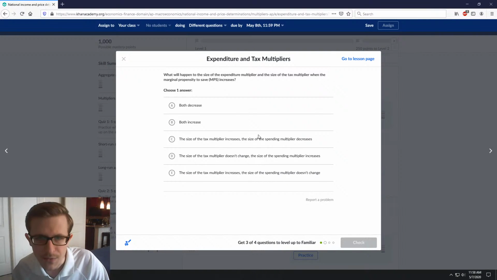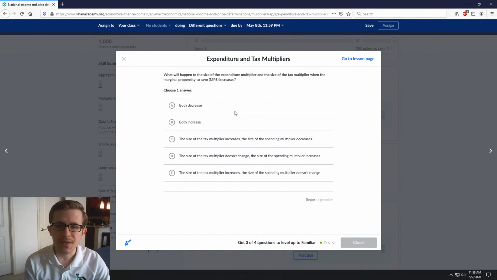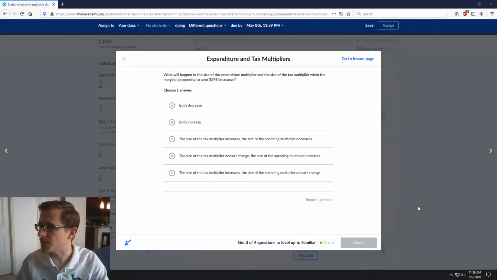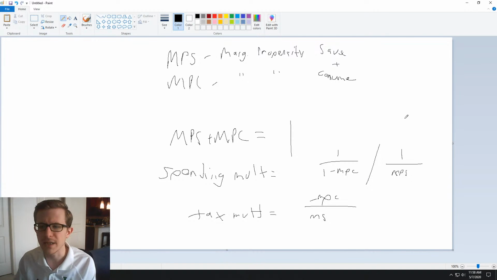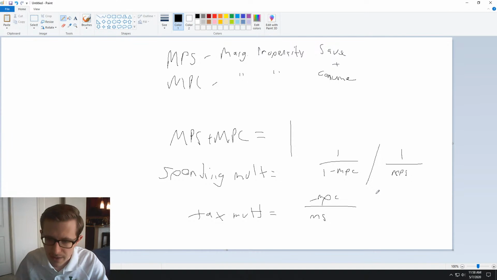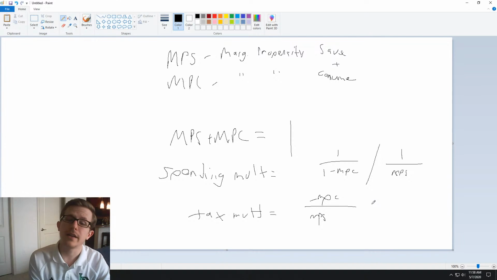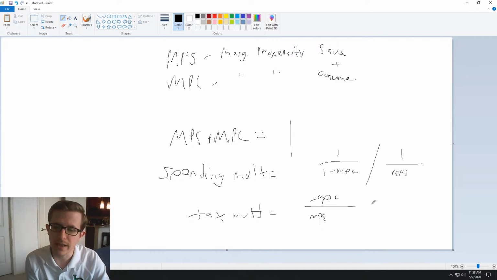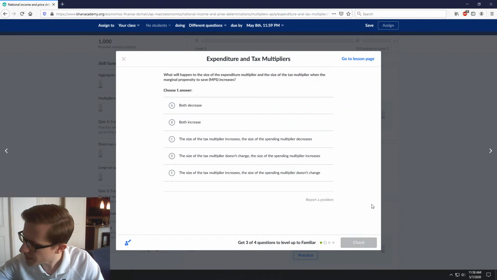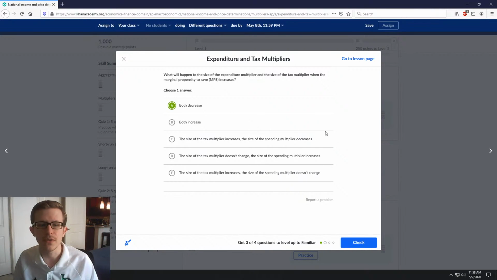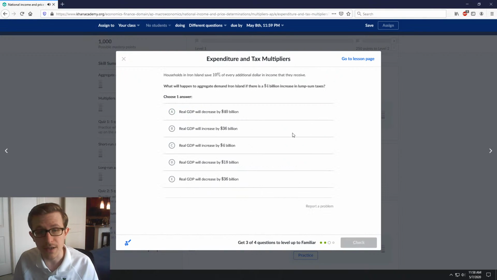Okay. So what will happen to the size of the expenditure multiplier and the size of the tax multiplier when the MPS, or marginal propensity to save, increases? So if MPS is going to increase, what's that going to mean here? You're going to start dividing 1 by a larger and larger amount. Same thing with the tax multiplier. It's going to be getting divided by a larger and larger amount, meaning that the size of this multiplier is going to decrease, because you're going to get a smaller number when you're dividing by a bigger one.